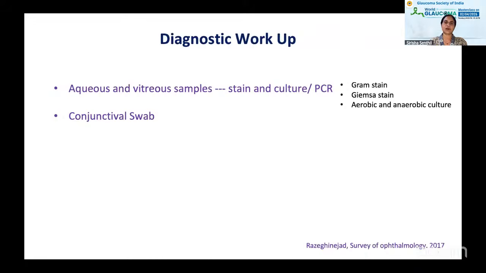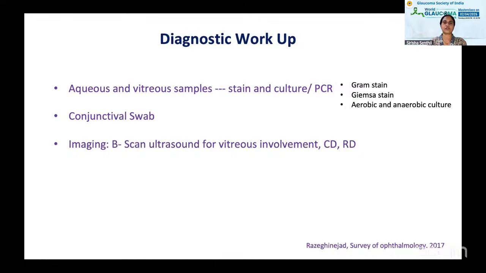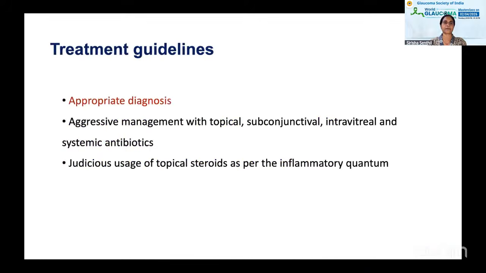So a conjunctival swab is something that we should take and send for culture sensitivity, and the Gram and Giemsa stain as well, and also do an aqueous tap or a vitreous tap based on the intraocular involvement. And of course, B-scan ultrasound is very important, not just to know the vitreous involvement, but is there an associated choroidal detachment or a retinal detachment?